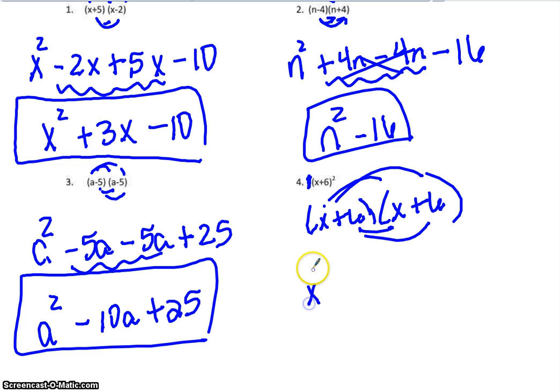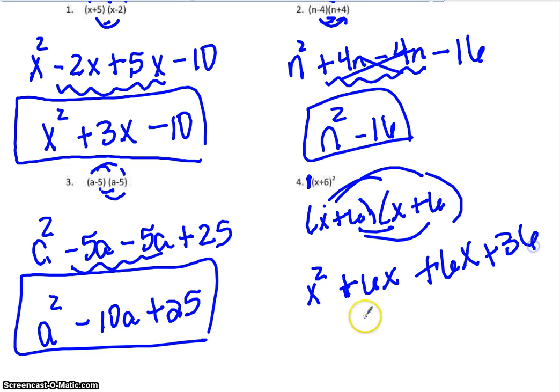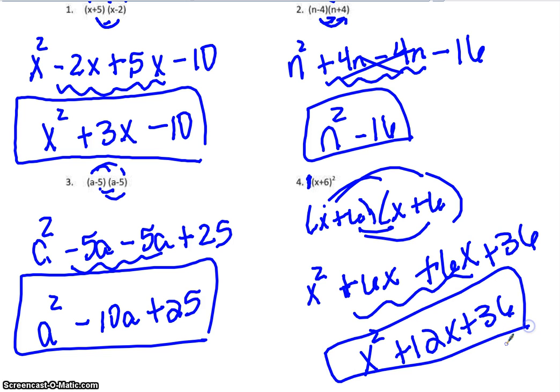X times x is x squared. X times 6 is plus 6x. 6 times x is plus 6x. And 6 times 6 is plus 36. Two in the middle will combine. X squared plus 12x plus 36 is your answer.